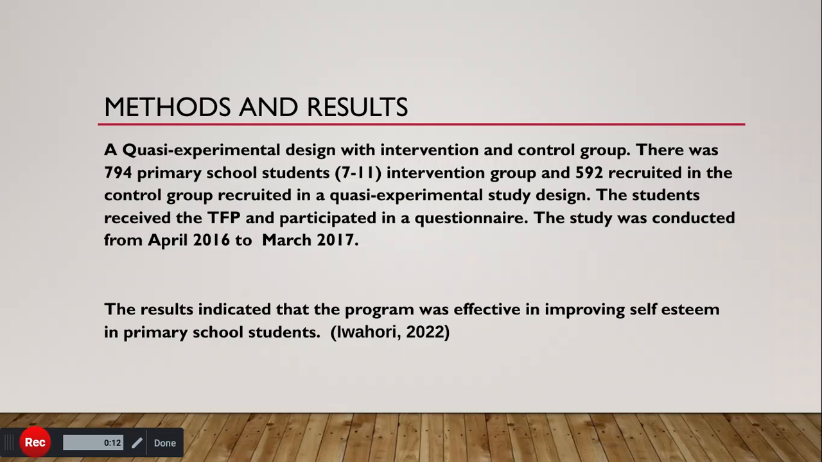A quasi experimental design with intervention and control groups was used. There were 794 primary school students, from the ages 7 to 11. Of those, some were recruited for the intervention group, and 592 were recruited in the control group. For the experiment, the students received the TFP and participated in a questionnaire. The questionnaire was only done during school, and it was conducted from April 2016 to March 2017. So the results indicated that the program was effective in helping with the self-esteem.